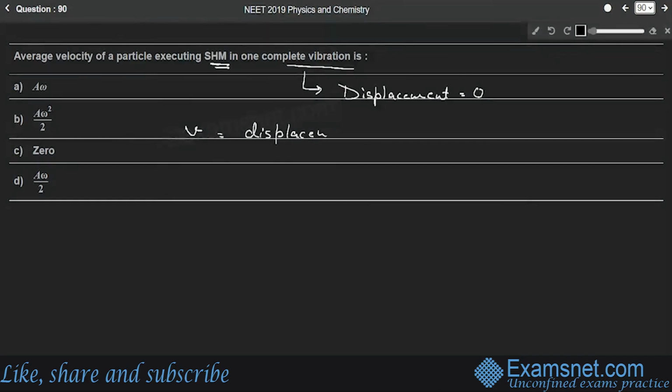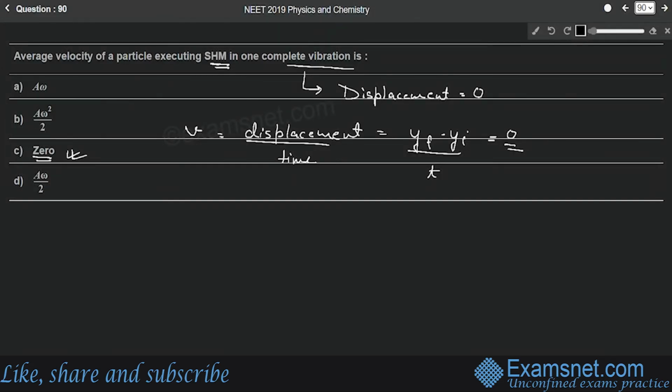displacement divided by time, right? So we know that here the displacement, that means y final minus y initial, will be 0. So when it is divided by time, whatever the time it will be 0 only. So option C will be the correct answer. Average velocity of a particle in one complete vibration will be 0.